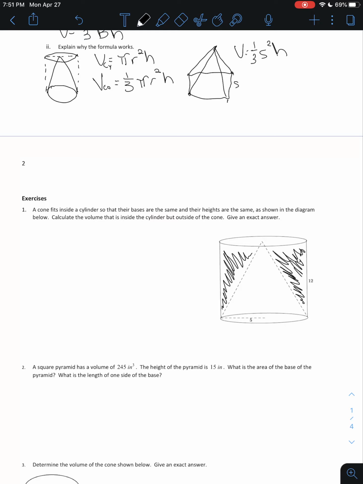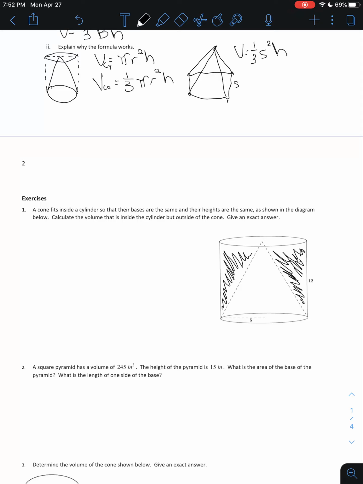So this is kind of like, if you remember from class, a shaded area problem, right? Do you remember when we took the area of the bigger shape and subtracted the area of the smaller shape to find the difference in area between the two shapes? This is the same idea here. You're taking the volume of the larger shape, the cylinder, and you're going to subtract the volume of the smaller shape, the cone.